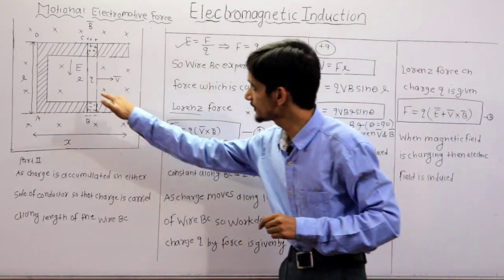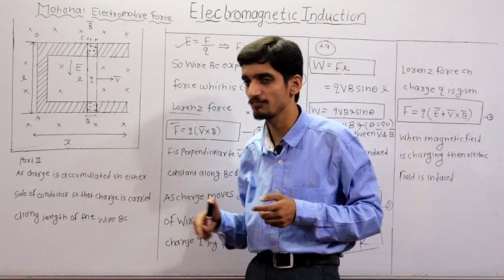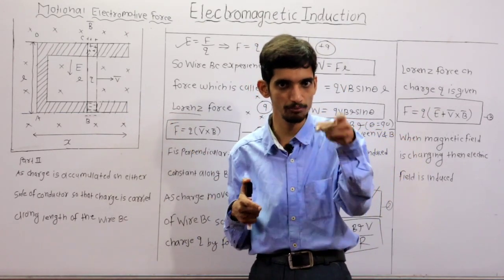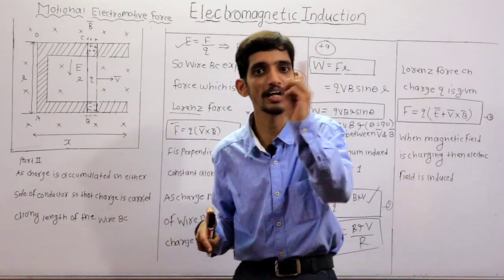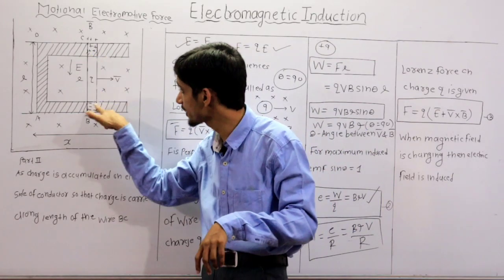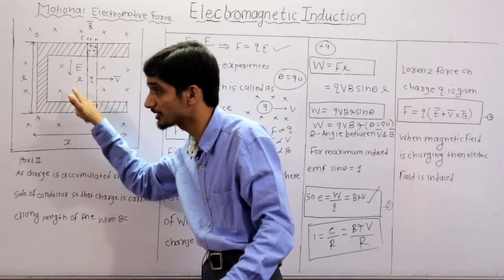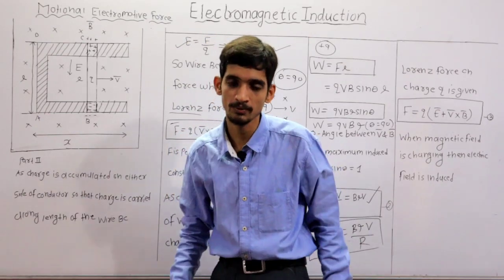Whenever the rod is placed in a magnetic field and it is moved towards the right side with velocity v, it experiences a force of QVB. This force is due to the magnetic field. Definitely, if charges are present on either side of the rod, there is an electric field also, and that electric field is directed from positive charge to negative charge.